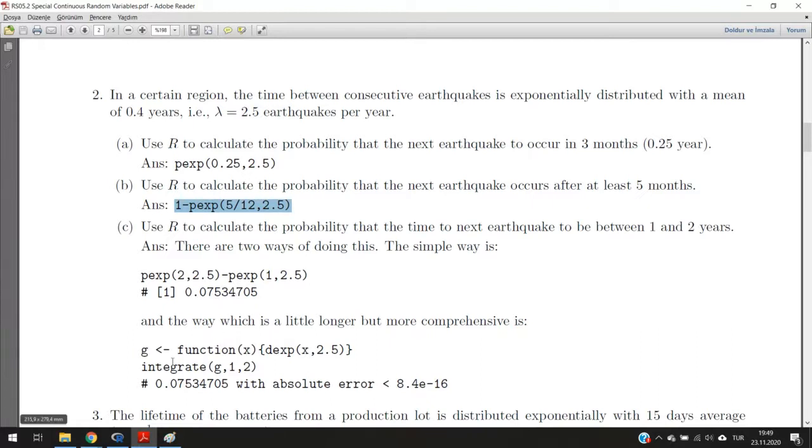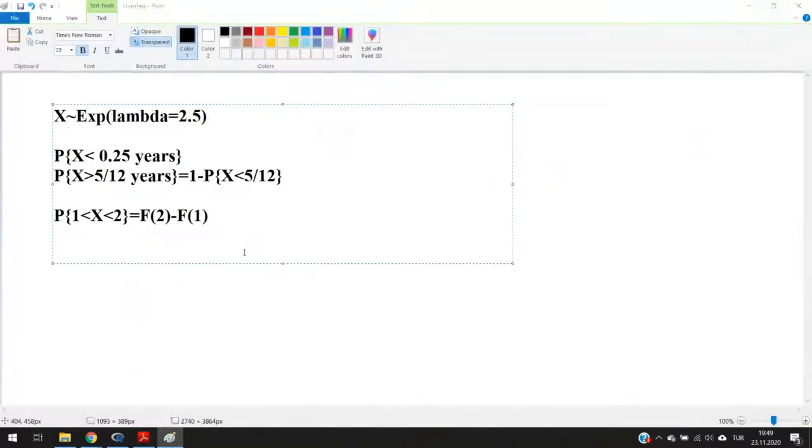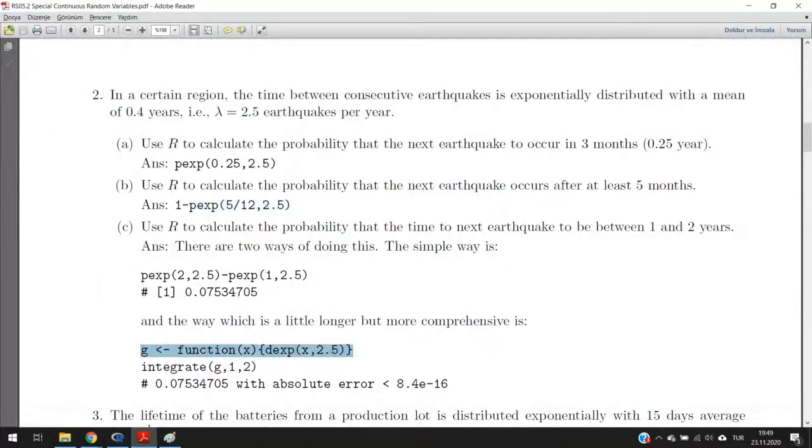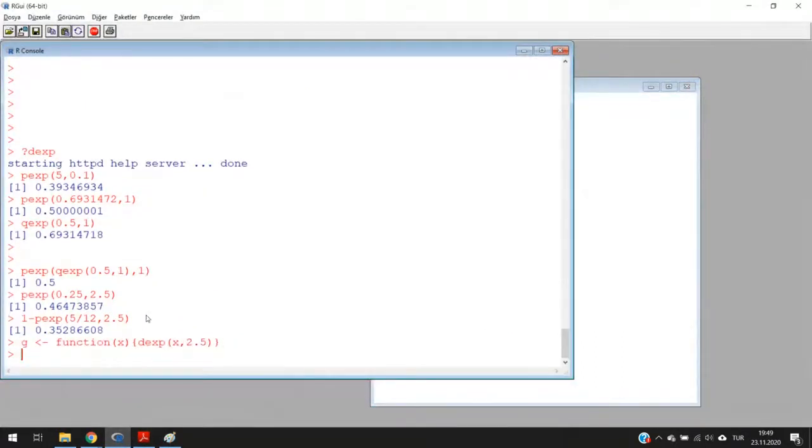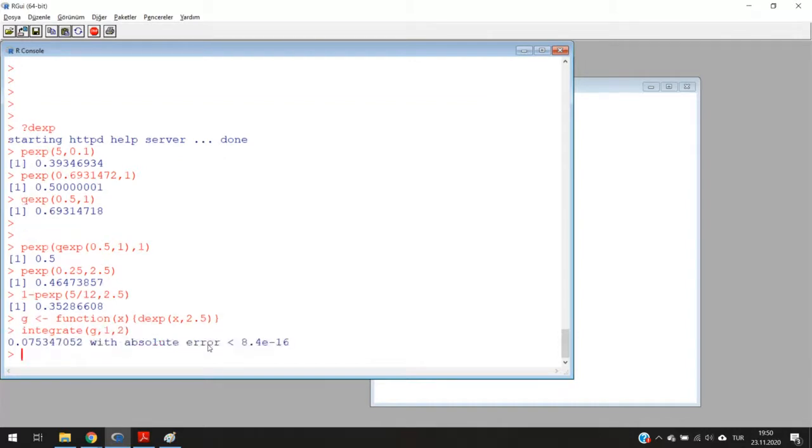0.07534 approximately. Or you can use the integrate function and integrate the probability density function. Now remember, we need to define the probability density function as a function, the function that is to be integrated. So G is the function that I'm going to integrate, and it is defined as the DEXP function, the probability density function of the exponential random variable with rate parameter 2.5. And if I integrate the probability density function G from 1 to 2, again, I'm going to get the same result.